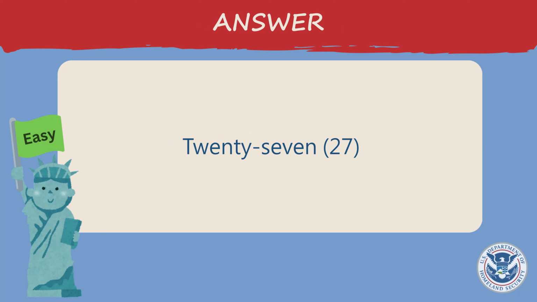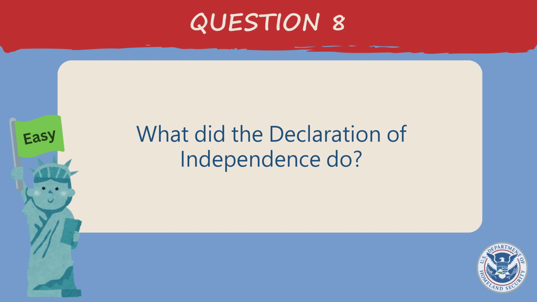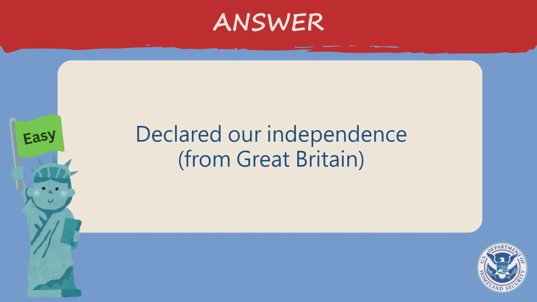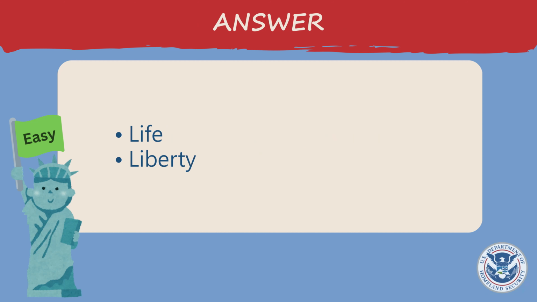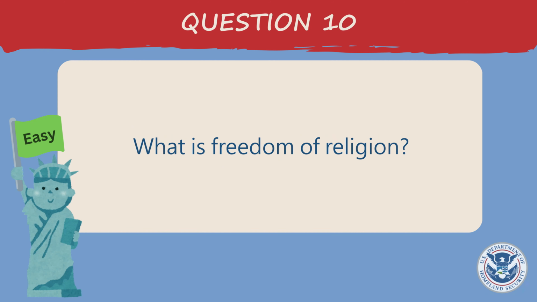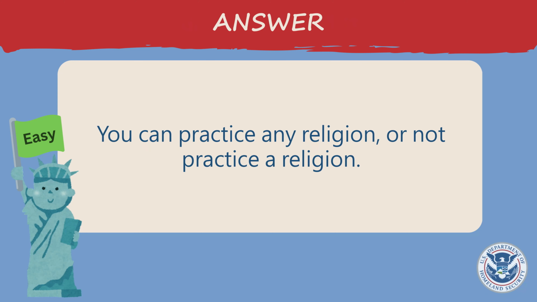27. What did the Declaration of Independence do? Declared our independence from Great Britain. What are two rights in the Declaration of Independence? Life and liberty. What is freedom of religion? You can practice any religion or not practice a religion.